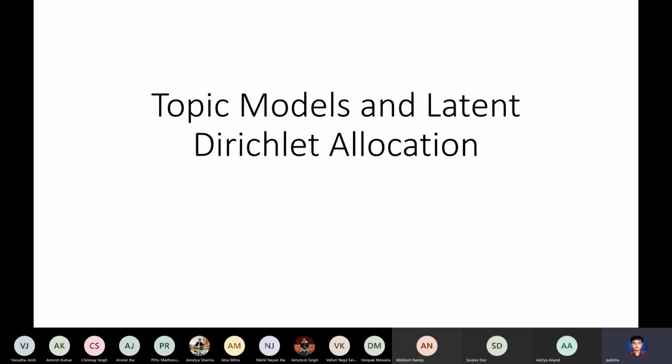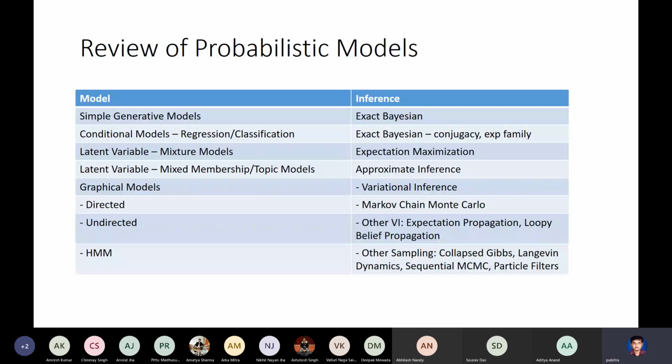Just confirm, are the slides changing? Anybody? Do you see the second slide? Somebody? Yes. Yeah, okay, thank you.